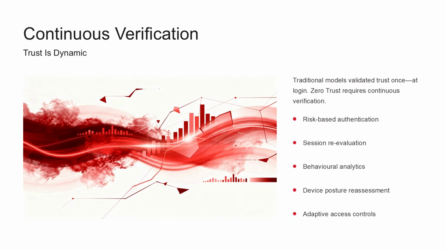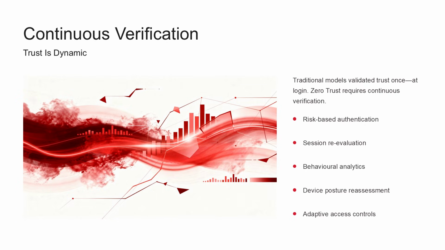Traditional security models validated trust once at login. Zero trust requires continuous verification. Trust is not static. It changes based on risk signals. Imagine a user logs in successfully using multi-factor authentication. Under a traditional model, that trust may last for hours. Under a zero trust model, if the system detects unusual behavior, such as impossible travel or abnormal data downloads, access posture must adapt dynamically. Continuous verification may involve risk-based authentication, session re-evaluation, behavioral analytics, device posture reassessment, adaptive access controls.